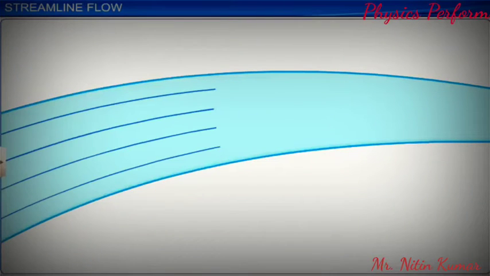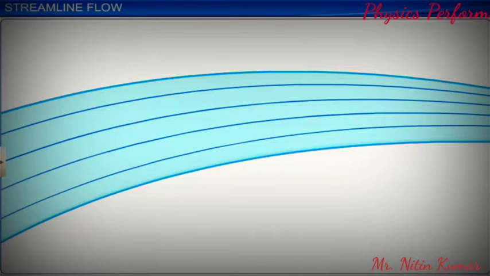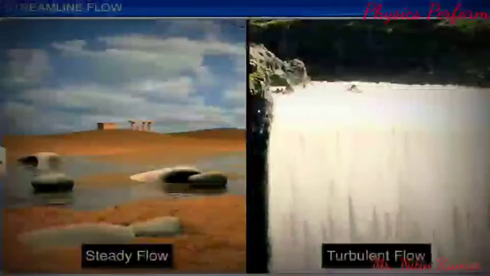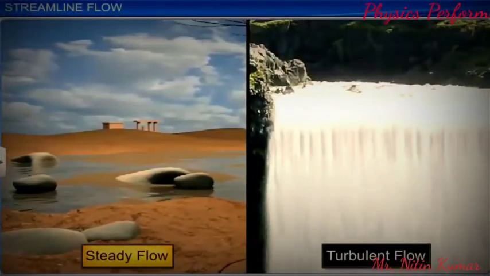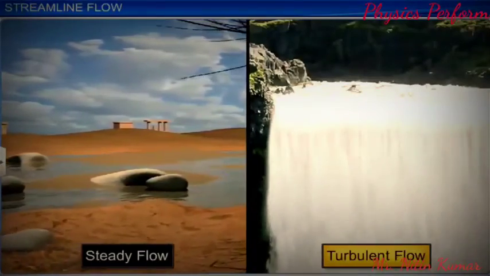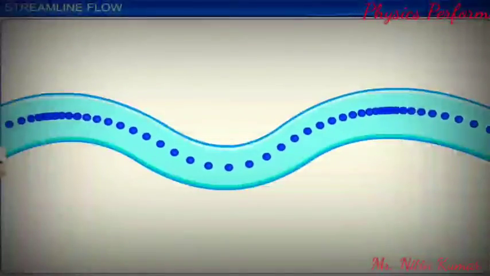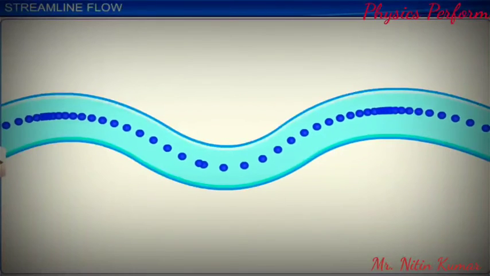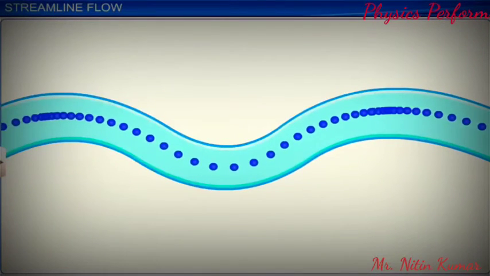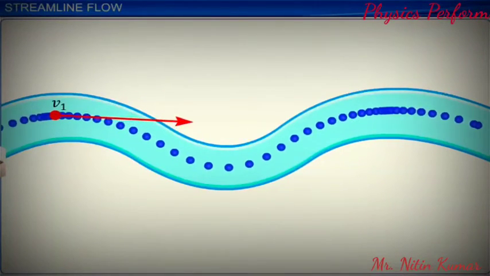The path taken by a fluid particle in its flow is called its line of flow. The direction of motion of the particle is given by the tangent at that particular point on the line of flow. Fluids can flow steadily or turbulently. The flow of a fluid is said to be steady or laminar if all the particles passing a given point maintain a steady velocity at that point.